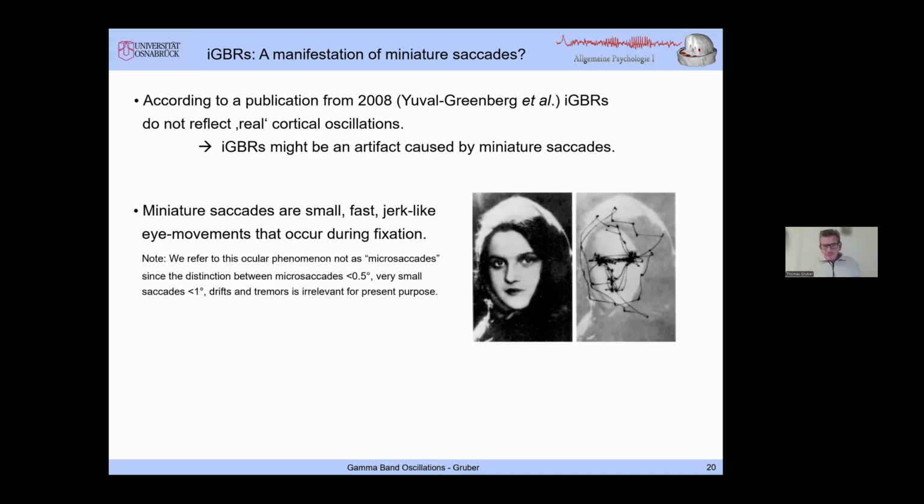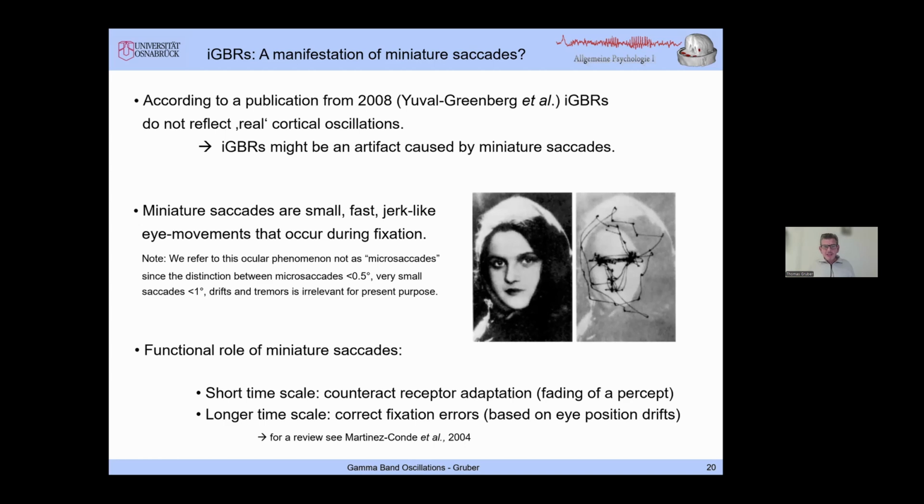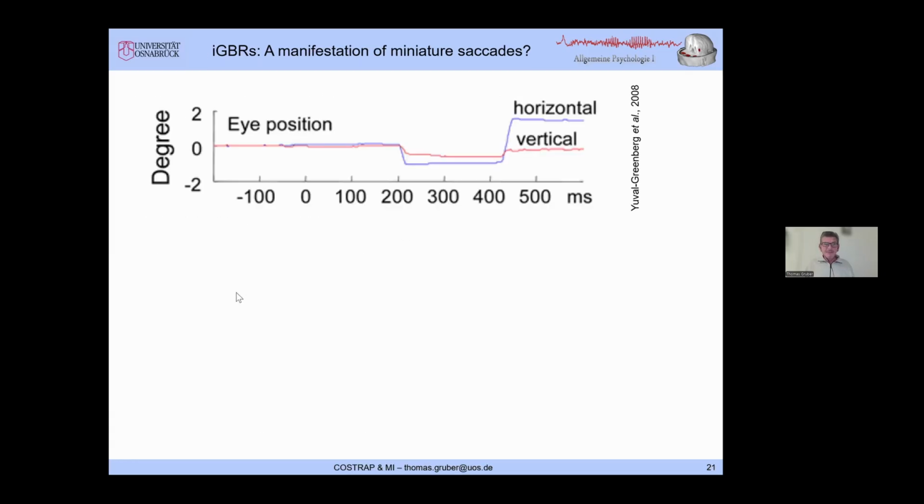Their functional role is usually to counteract receptor adaptation so that the percept you have doesn't fade. If you use specific drugs to counteract these miniature saccades, your receptor fades. You don't see anything anymore. So they counteract receptor adaptation. They are also discussed to correct fixation errors. But for now, it's not so important what their functional role is. I want to show you what they do with the EEG.